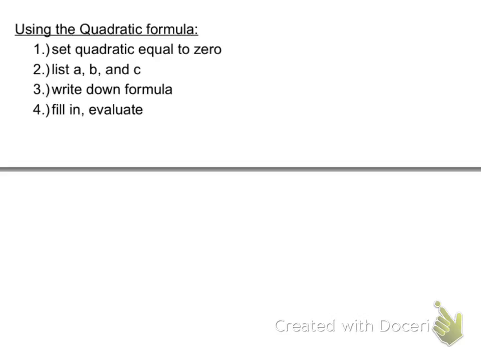Step 2: I got a feeling that some of us would lose what A, B, and C are if we don't write them down. So you should list A equals this, B equals this, C equals this. And guys, never, ever put an x or an x squared as A, B, or C. It's the coefficients in front.